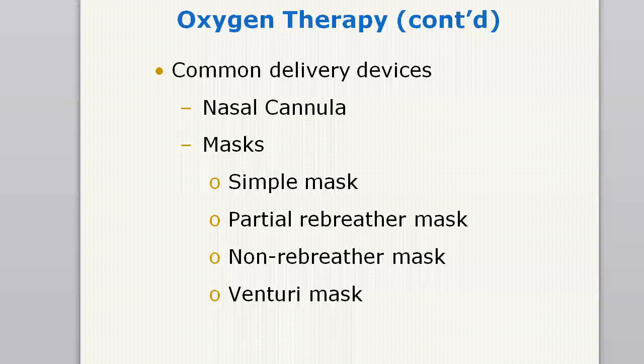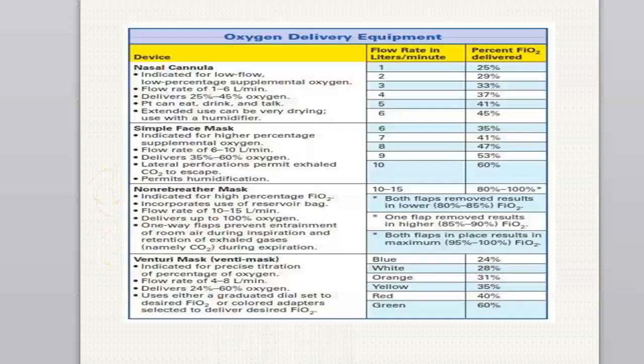Now, your Venturi mask is a high flow type of oxygen delivery system, and that can really provide precise concentrations of oxygen. And let me show you those, and I think they're in the next picture. Okay. This is a table I want you to see as well. You can see exactly how much oxygen can be provided with nasal cannula depending on the flow rate.